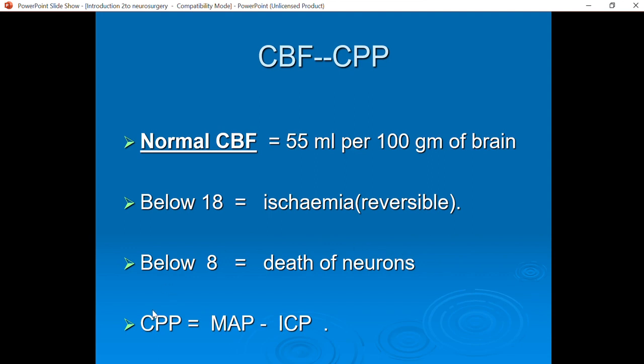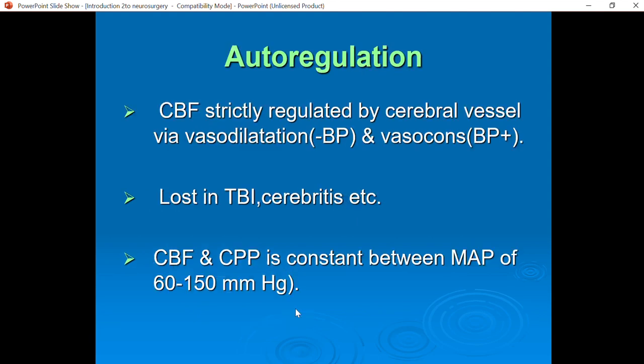Remember that the cerebral perfusion pressure equals the mean arterial pressure minus the ICP. That means this cerebral perfusion pressure should always be kept above 70 millimeters of mercury. So when we want to assure that the CPP is well maintained, we have to raise the blood pressure and we have to decrease the ICP.